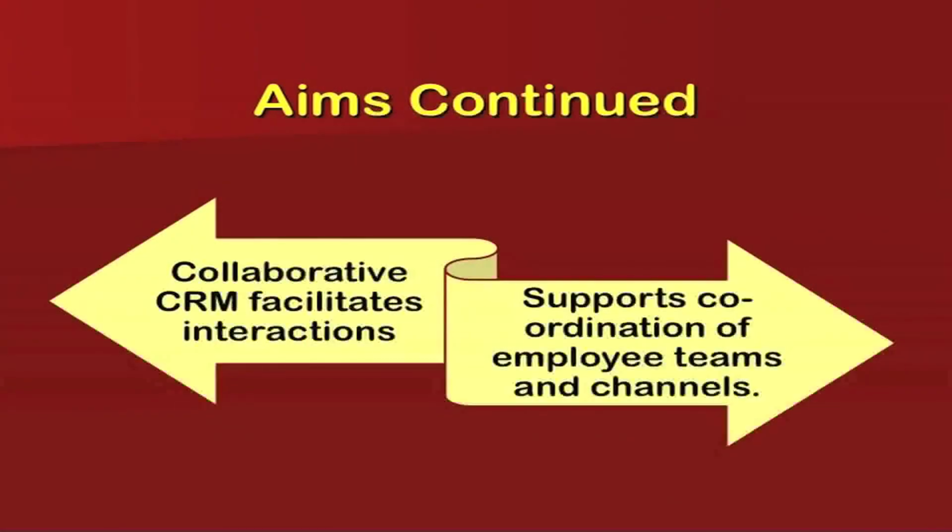Now let's study the aims. The collaborative CRM facilitates interaction and it supports coordination of employee teams and channels. Now when you get the data from different departments and different segments, the sales team tries to study this data and forecast the behavior of the customer in the next 6 months, or the next 7 months. And if the customers are purchasing certain things, the complementary demands for other products will increase. So according to the purchase and investment decisions of the customers, most companies try to diversify their funds and their products so that they can reach the customers.